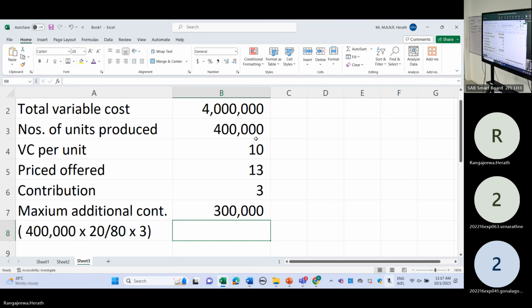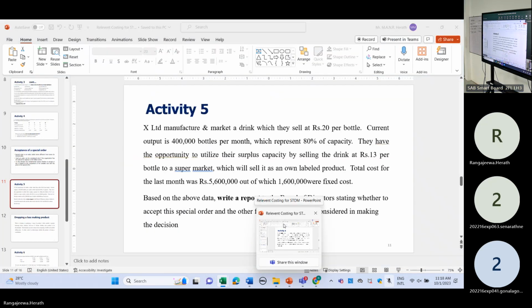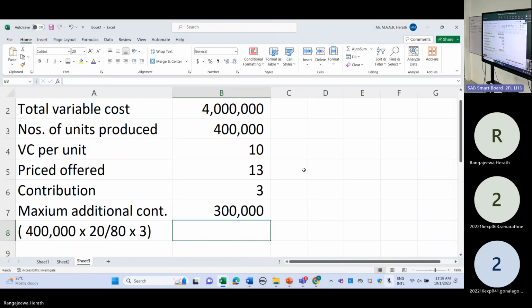Yes. Given the scenario, the other factors that would affect this. Demand will reduce. Here, we are selling this product at 20 rupees, right? Present contribution, contribution from existing sales.